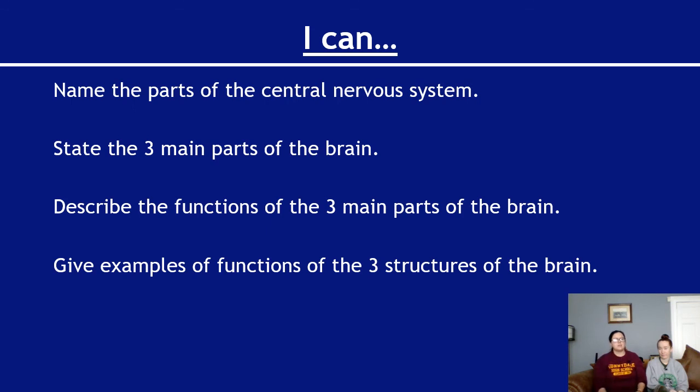Okay, so that is section 1. Section 2 of the nervous system, we're going to start looking at the three types of nerves.